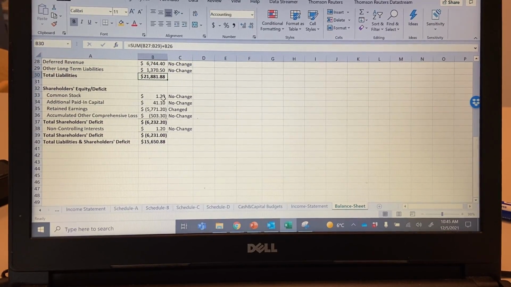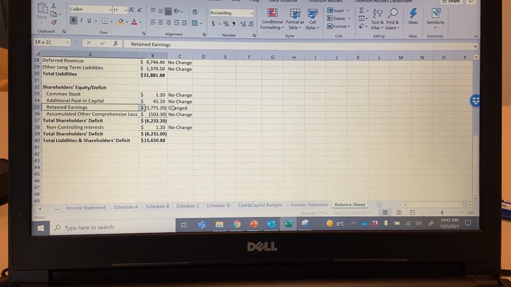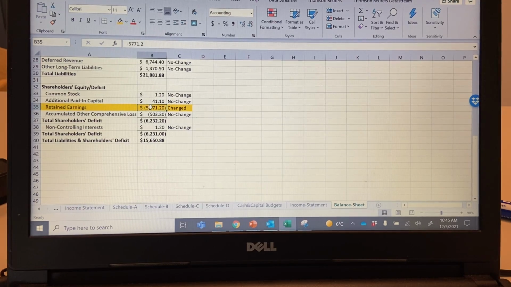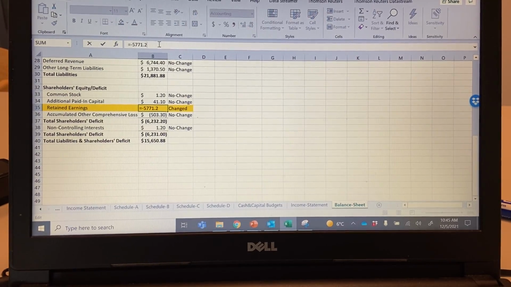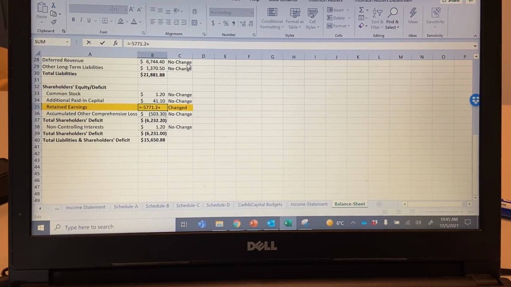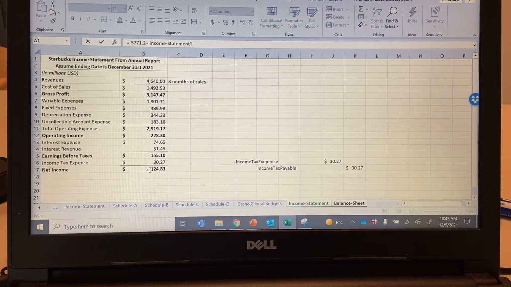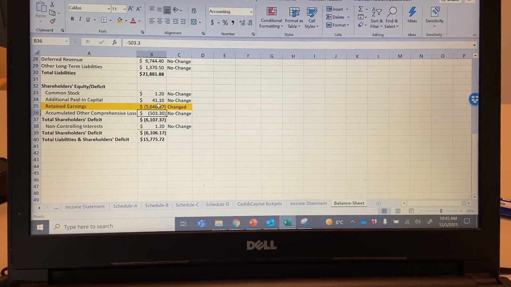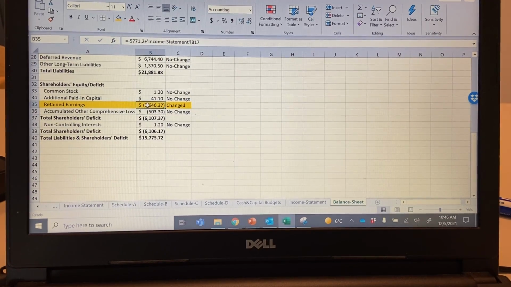And then we come down to equity, no change with common stock, no change with paid capital. Retained earnings changes. Okay, so retained earnings, it's a negative here for Starbucks. So I'm going to keep this amount. And because I just recorded net income, this is part of your retained earnings calculation, 124.83. So I'm adding this. It's going to decrease this loss here. It's actually retained loss.